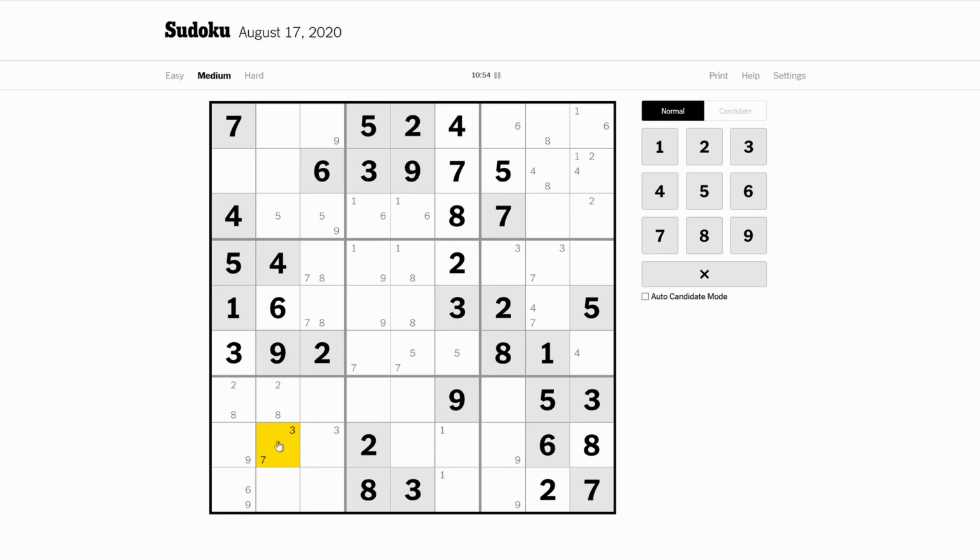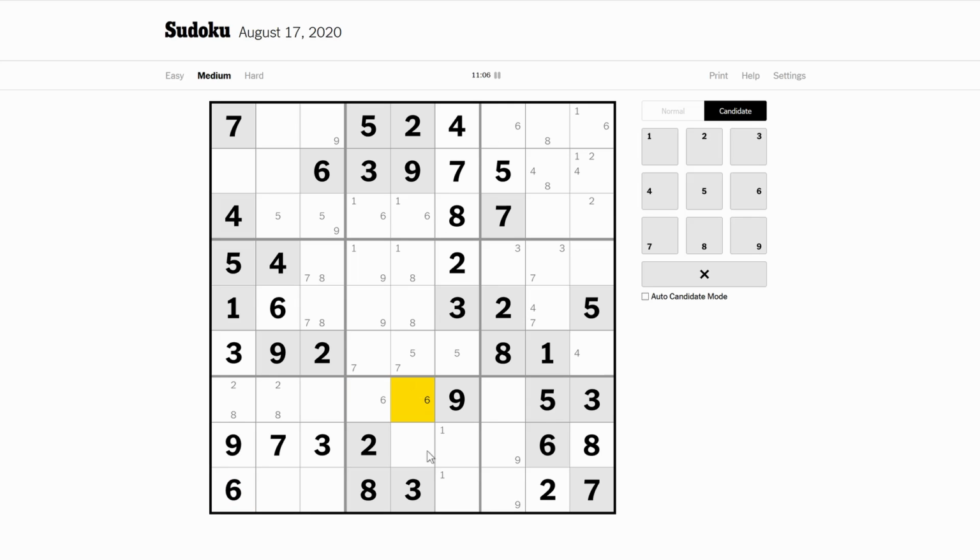So that means 7 has to go there. And I've just erased another 3, so the 3 has to be there. And I've got a 6, 9 pair there. So 9 has to go there, 6 has to go there. So that's just a quick demonstration of the power of slider notation.